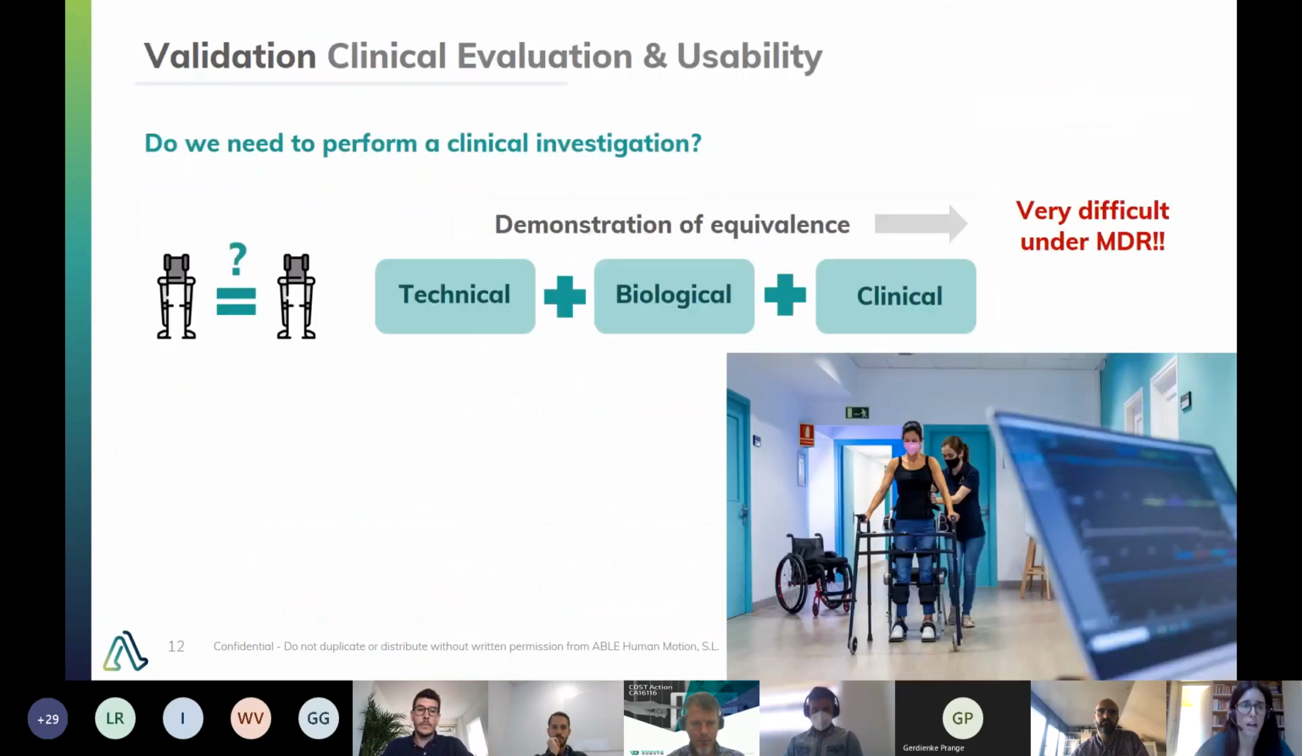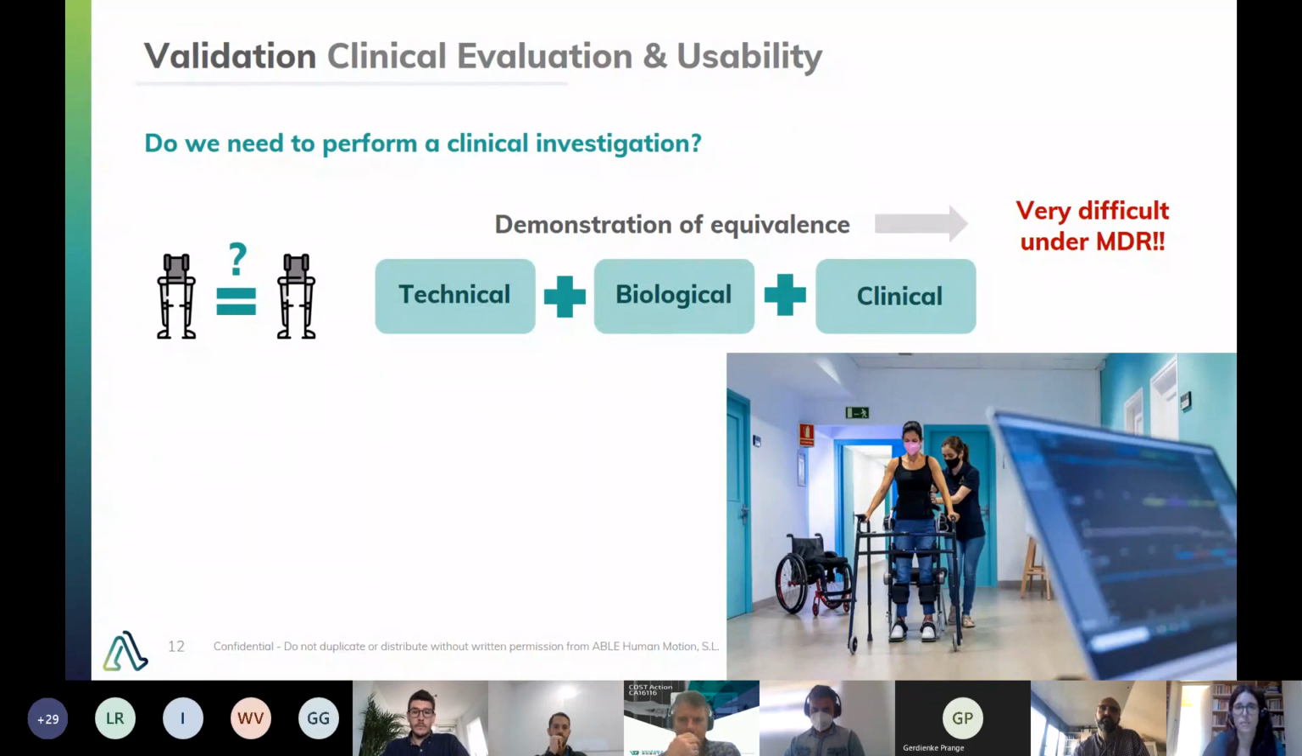Okay, so after having verified our exoskeleton without a human subject, the next step to demonstrate safety and performance would be to validate our product. And this validation usually involves clinical investigations and usability studies.